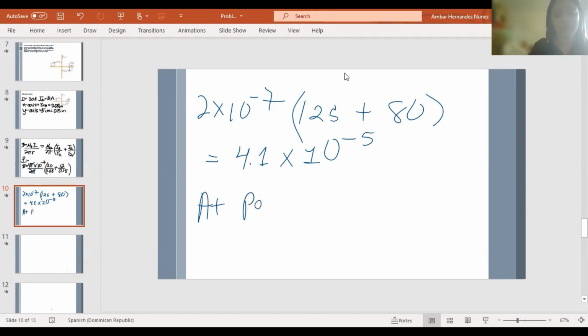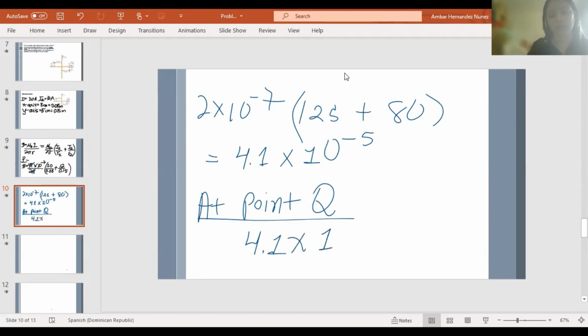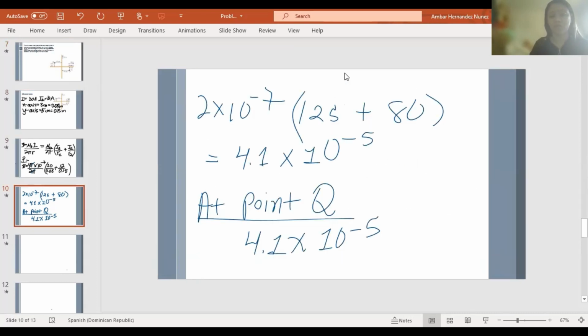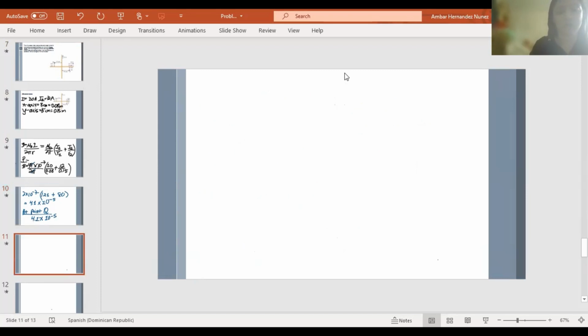At point Q, we apply the same formula and we have the same values, so it gives the same magnitude. So for when the current goes to the right, the magnitude of the net magnetic field the wires produce at points P and Q will be 4.1 times 10 to the negative 5.